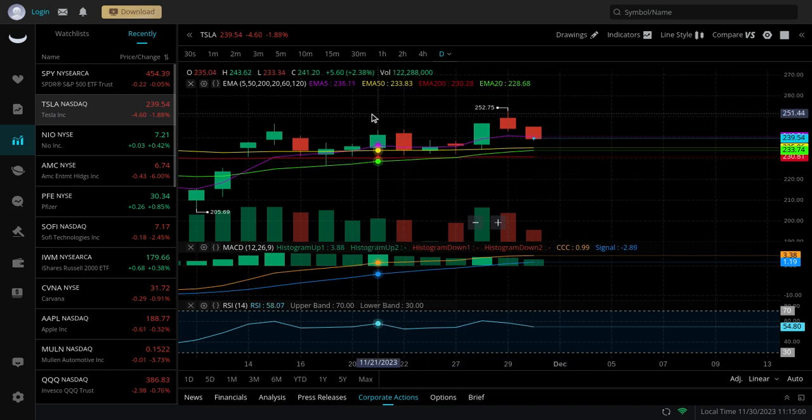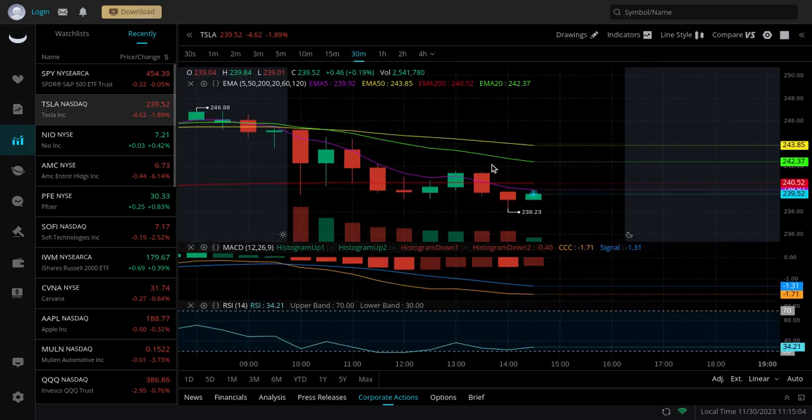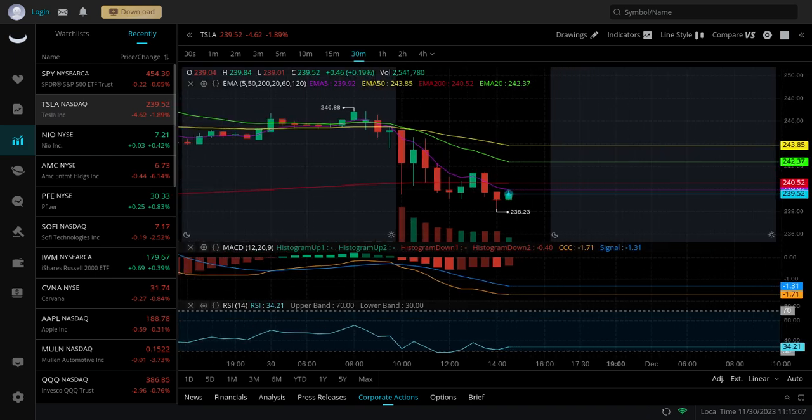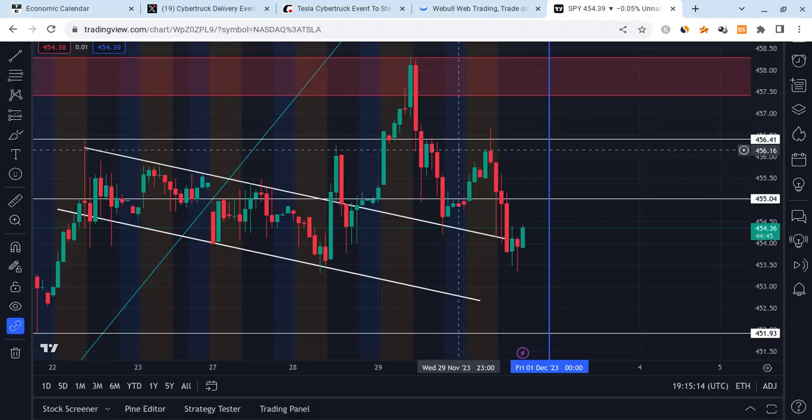I just want to mention that when it comes to Tesla, I'm not as certain about the super short term because it depends on the Cybertruck event. The event could cause a little bounce on Tesla. We could retest 242, or we could just continue sinking. That's why I want to call out some levels.